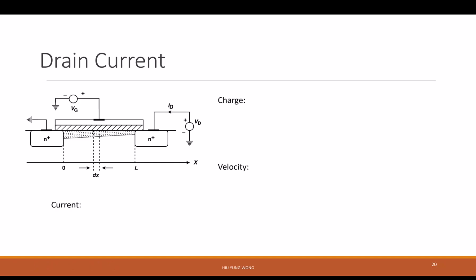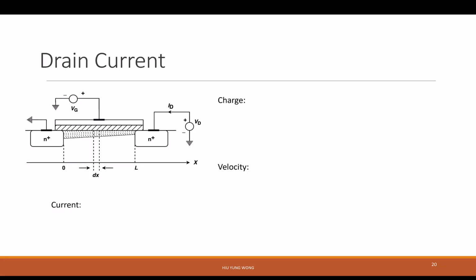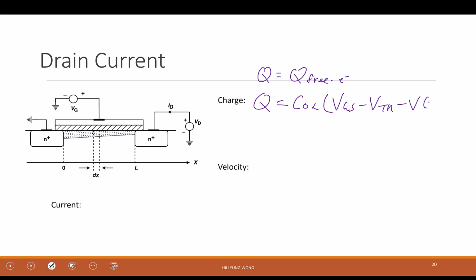This is the last slide of today. From the last slide, I said the charge. Now I'm going to call it Q, right? I just call it Q_e, the free electron charge. I only care about this, right? Free electron charge equals Cox times (VGS minus VTH minus V of S), right? We went through all the reasoning, which makes sense. Some of you might even be able to guess this equation right at the beginning. The potential difference above the threshold voltage times Cox will be the mobile electron charge.